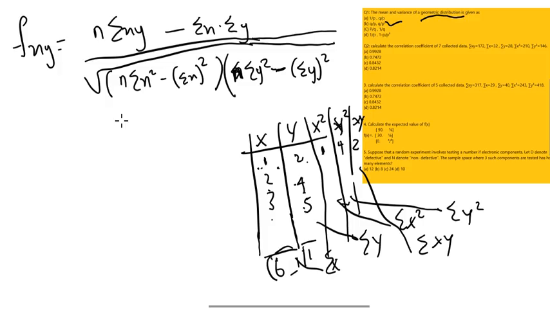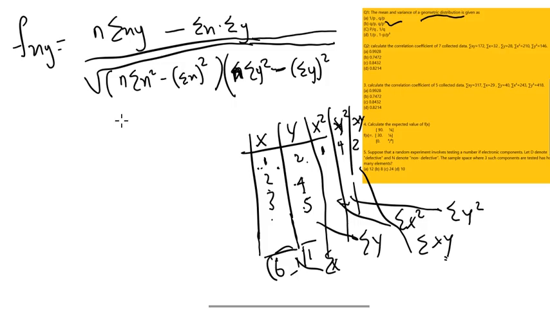Because if you look at the formula, you have summation xy. So once you have this value, you need your summation x, summation y, summation x square, and summation y square. Once you get all these values, the only thing left is your n.